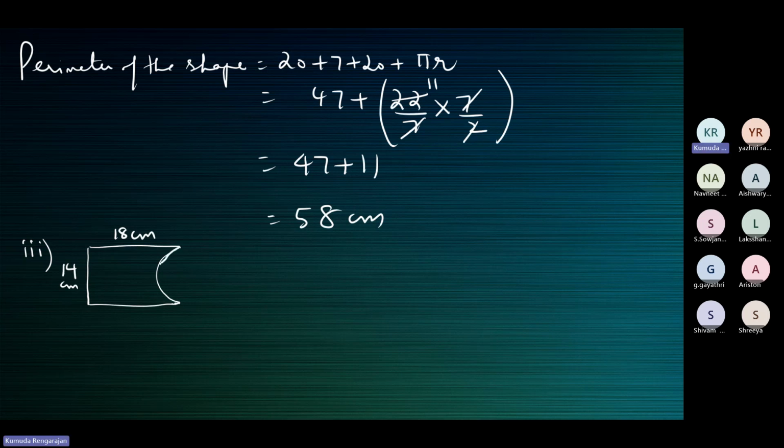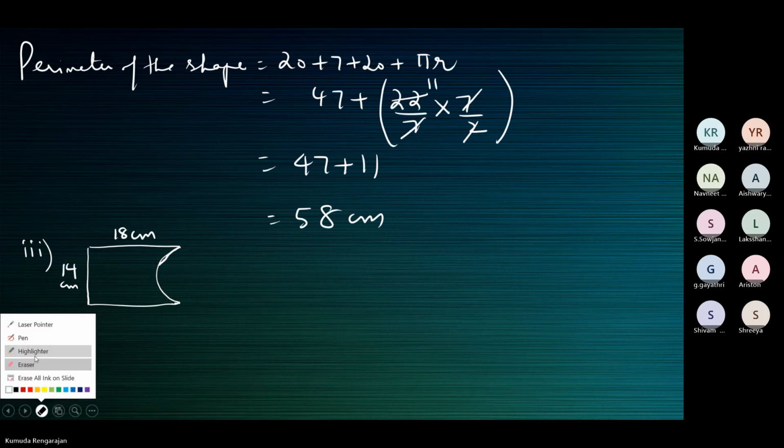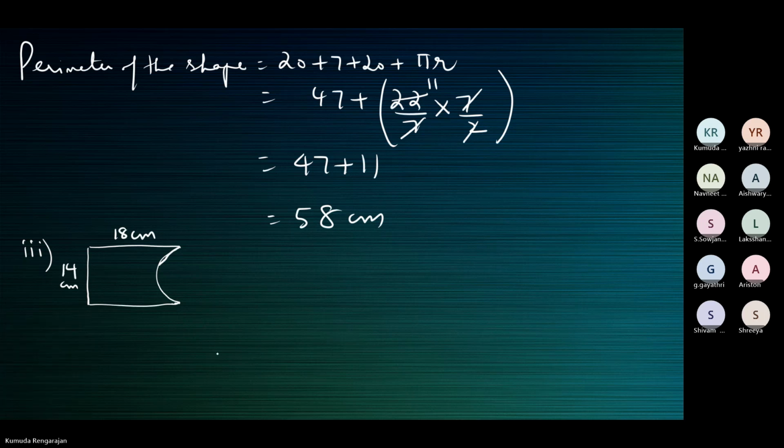This one also is a semicircle. Find the perimeter. Ma'am, the diameter is equal to 14. Correct. Yeah, you can work it out. Children, find the perimeter of the shape. Complete it yourself.